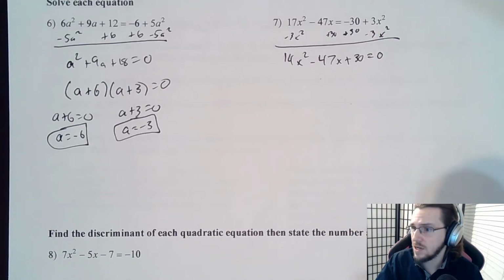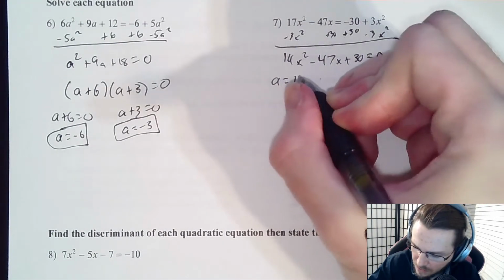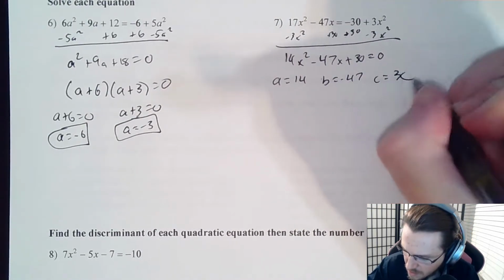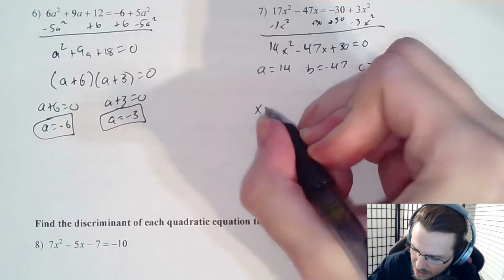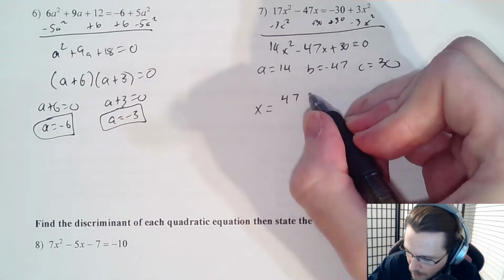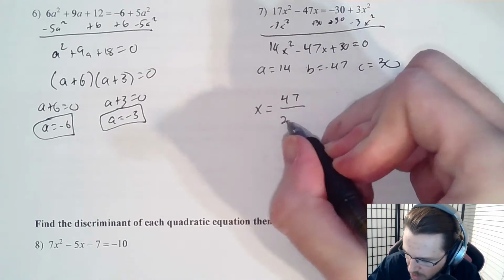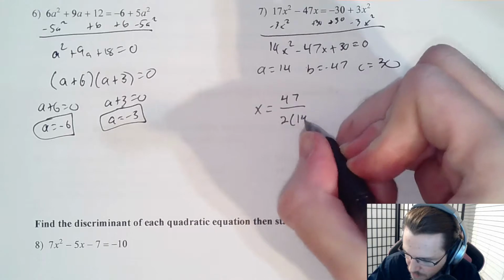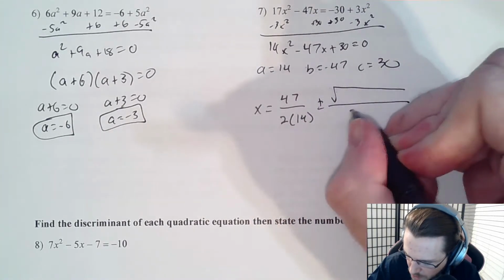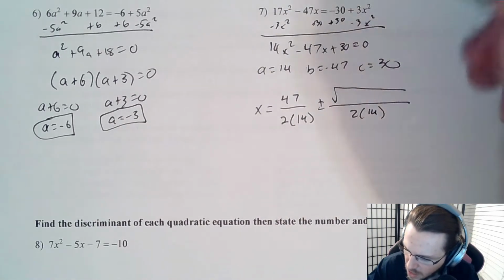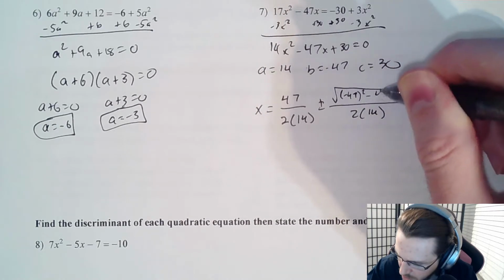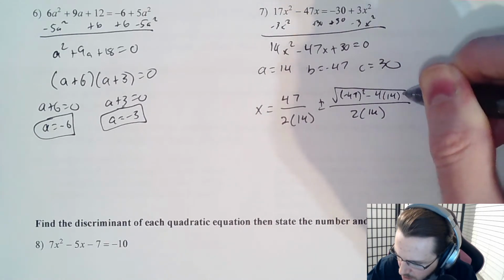So instead, we're going to go ahead and jump to the quadratic formula. A is equal to 14. B is equal to negative 47. C is equal to 30. And then x is equal to negative b, so positive 47, divided by 2 times 14, plus or minus the square root. All this is also over 2 times 14. And we got b squared minus 4ac.